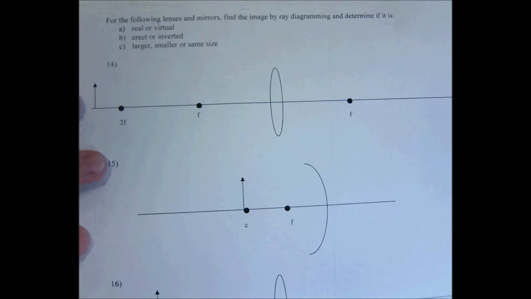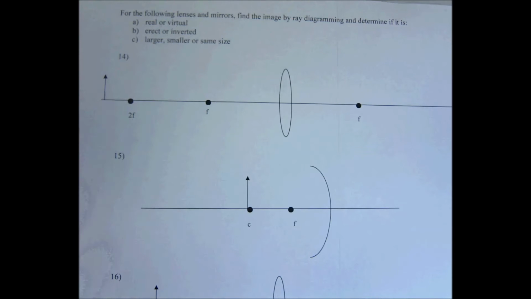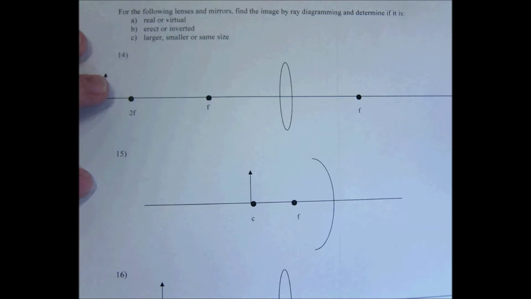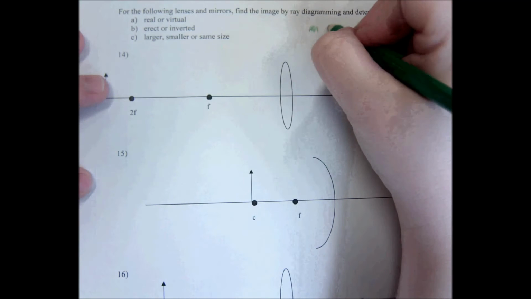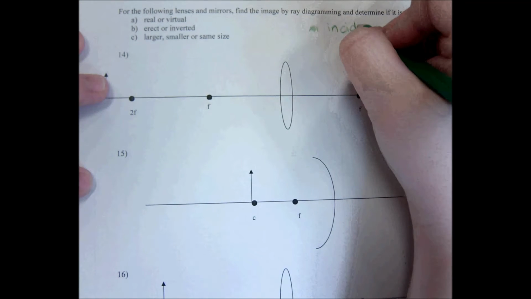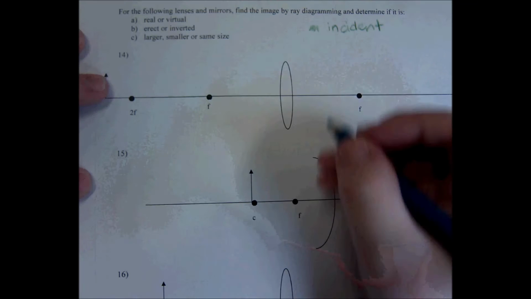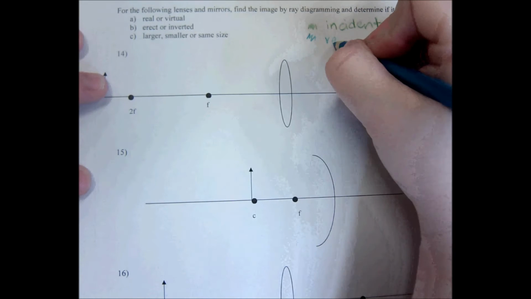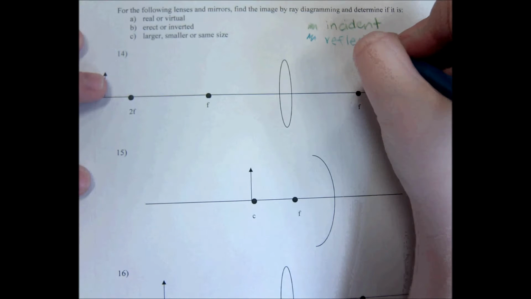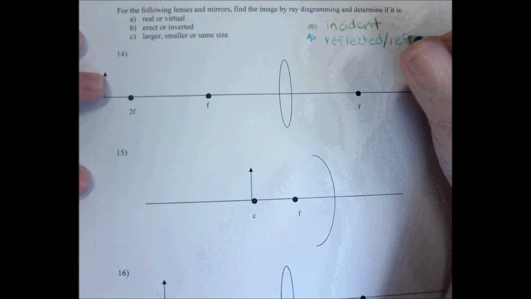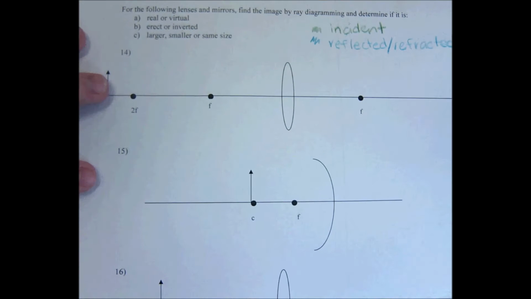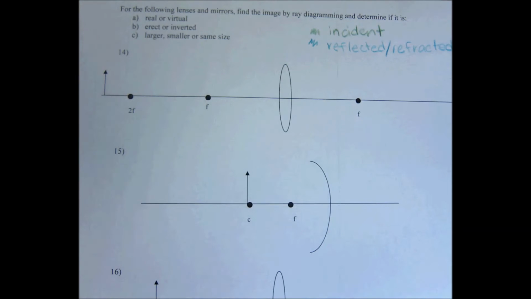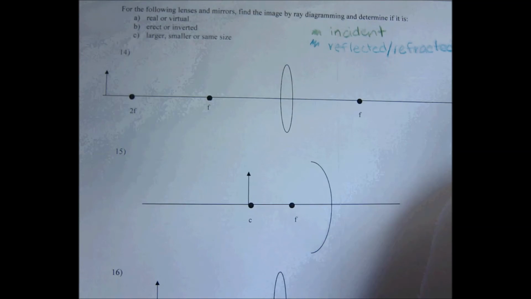All right, the last section of the review is on optics. I'm going to go through these relatively fast because if you're still struggling with optics, there are lots of other videos of mine to watch, but I will still at least walk you through it. I'm going to use green for incident rays and blue for reflected or refracted. Remember that if it's a mirror, they're being reflected. If it's a lens, they're being refracted. So let's get started.